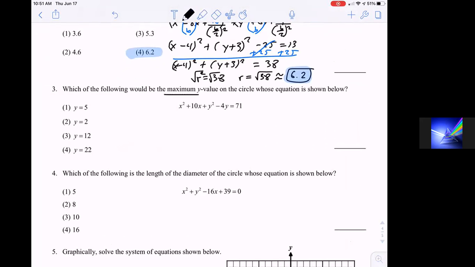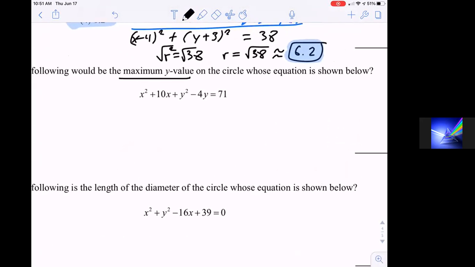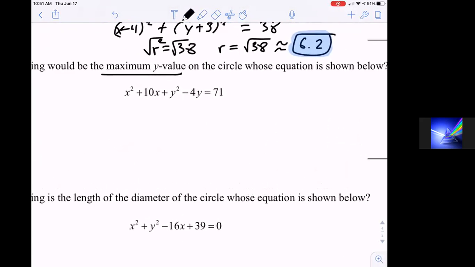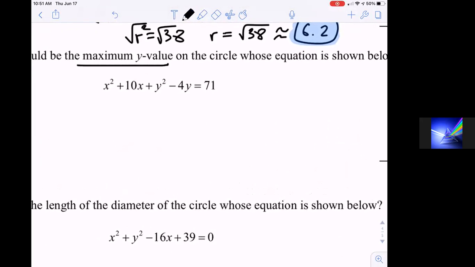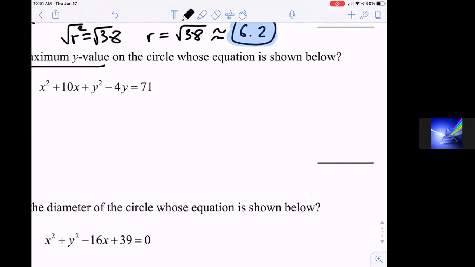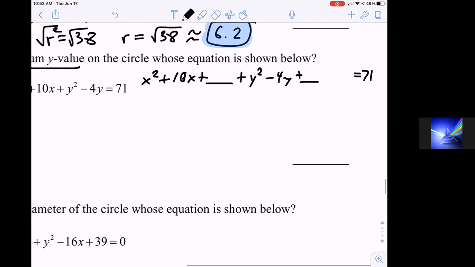Which of the following would have a maximum value on the circle as shown? Well, first, come up with the equation of the circle so you can figure out what the center is. The maximum y value would just be the y coordinate of the center plus the radius. So let's figure out what that is. This is going to be x squared plus 10x plus leave some space, plus y squared minus 4y plus leave some space, equals 71.